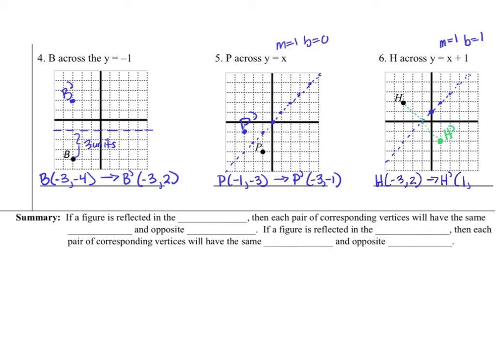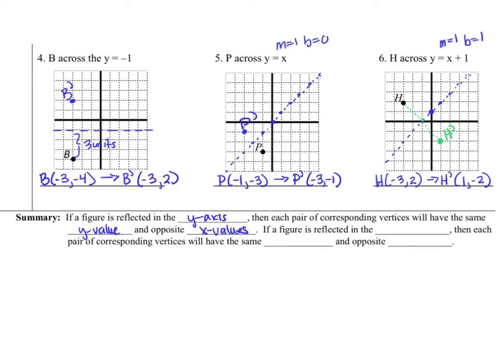was at 1, -2. Some of you may have noticed some patterns as we were reflecting across the x and y axis, and we'll talk about those patterns in our summary. If a figure is reflected in the y-axis, then each pair of corresponding vertices will have the same y value and opposite x values.